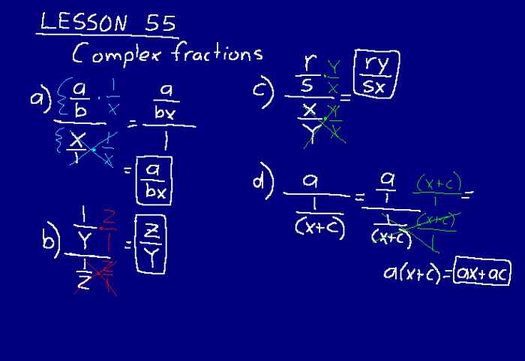So on complex fractions, if you don't have a fraction in either the numerator or denominator, just write that over 1 to make it look like a fraction, and then go ahead and invert the denominator, multiply above and below by that. That doesn't change your answer, it just changes the way it looks, and it allows you to simplify it down to a single fraction or maybe not even a fraction like in D. Okay, well that's all for lesson 55.